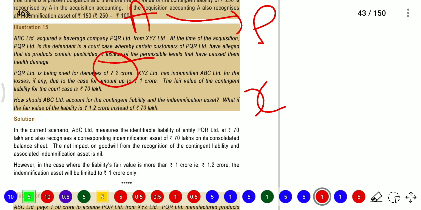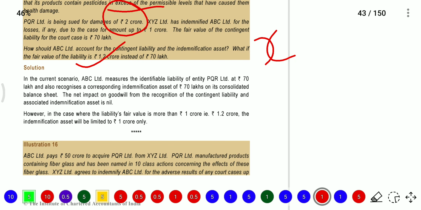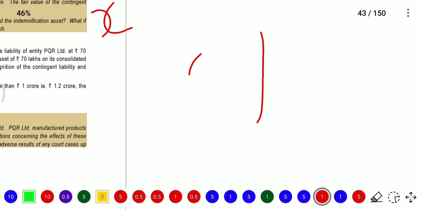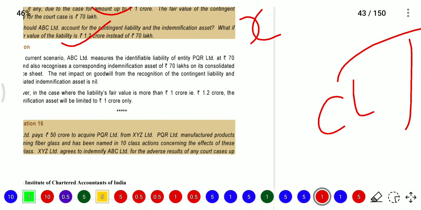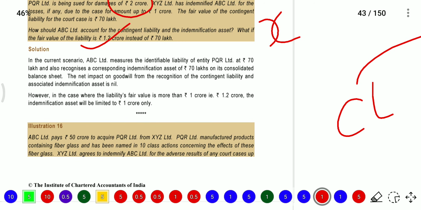Now they will only up to 1 crore. So in the current scenario, ABC Limited measures the identifiable liability of entity PQR Limited at 70 lakhs and also recognizes corresponding indemnification assets of 70 lakhs. So in the consolidated balance sheet they have contingent liability and indemnification assets for both amounts, whereas in consolidation the net impact on the goodwill for recognition of the contingent liability and indemnification assets will be nil.